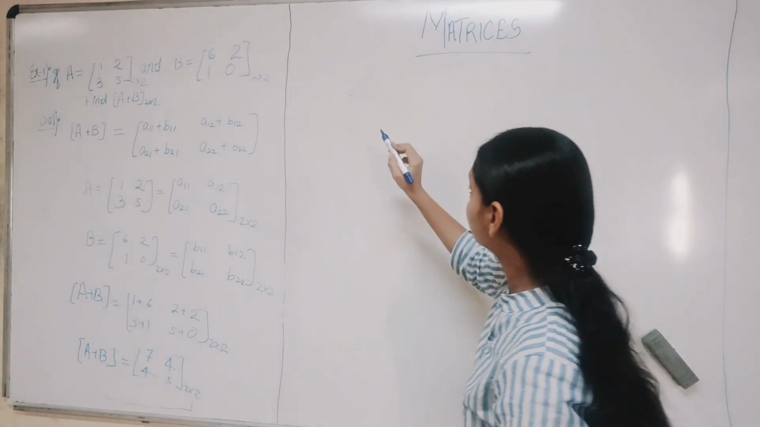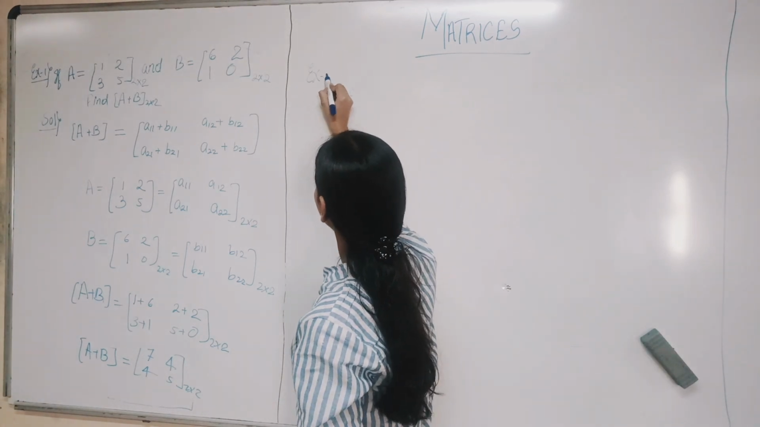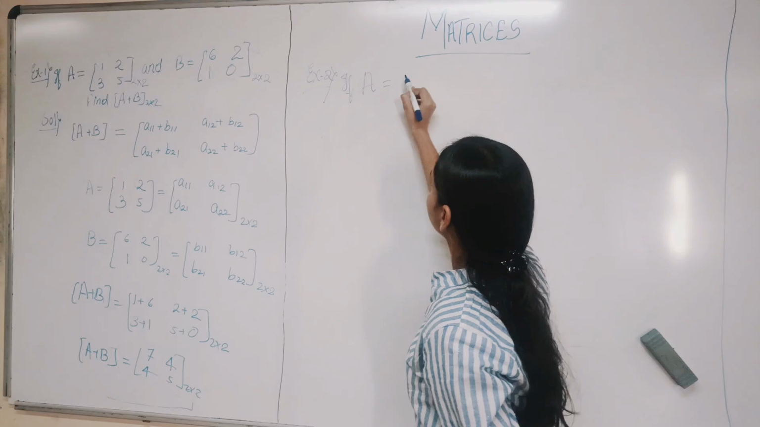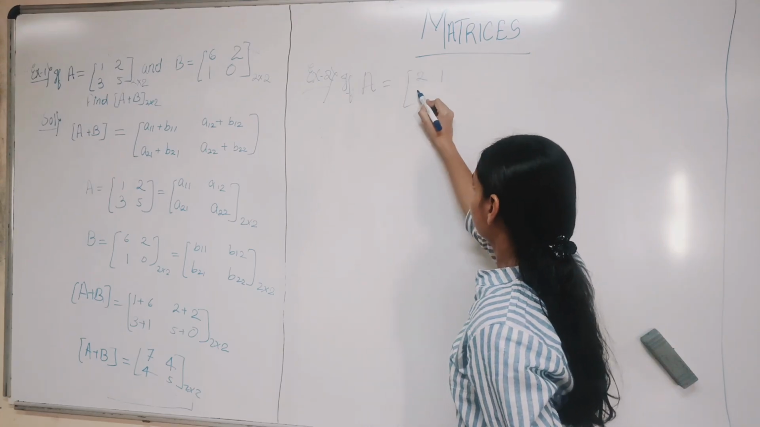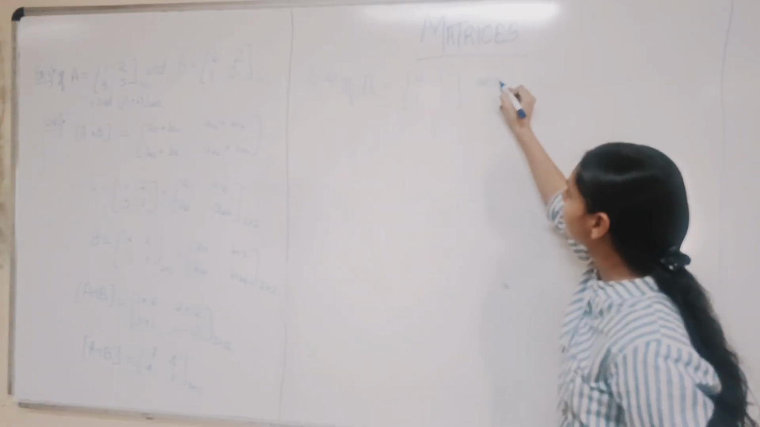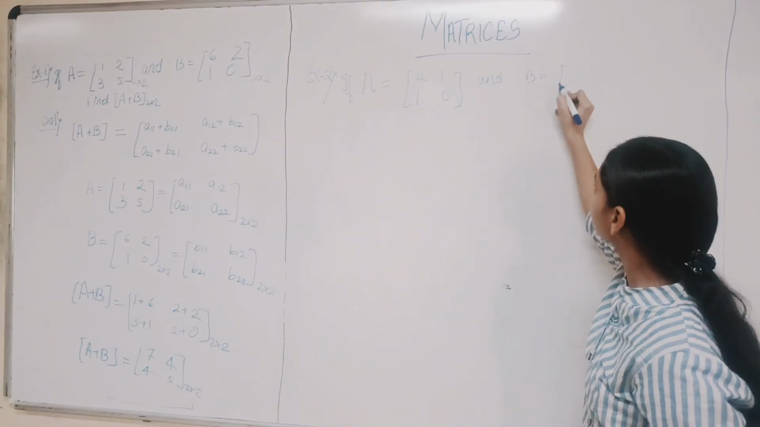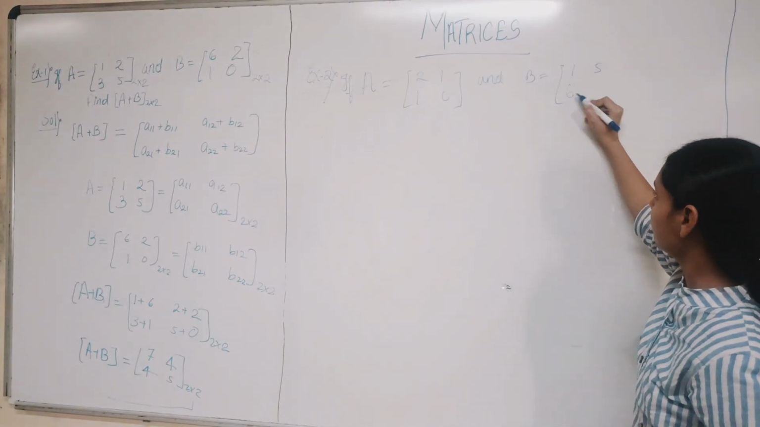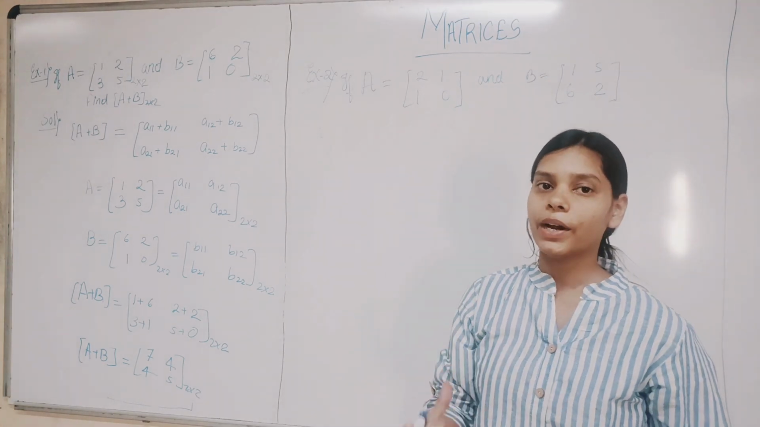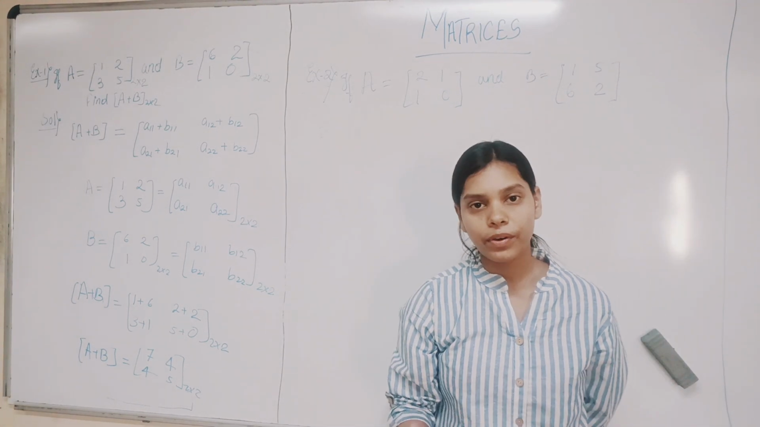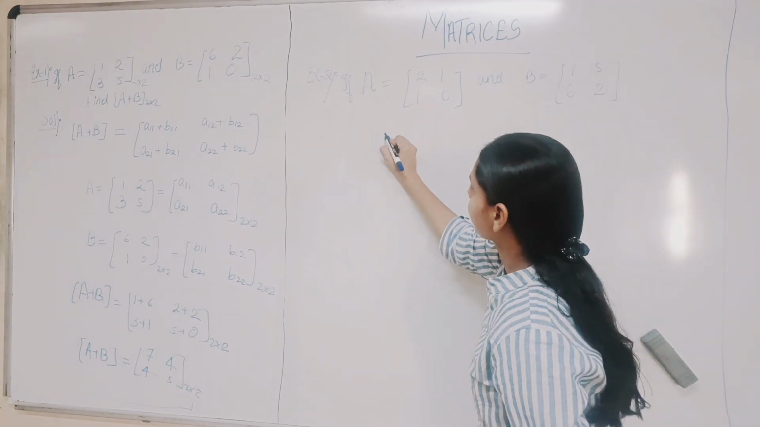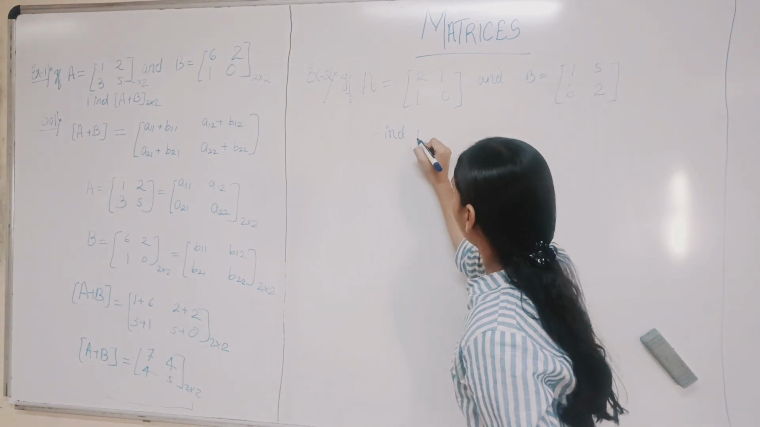Write down example 2. If we take A equal to 2, 1, 1, 0 and B equal to 1, 5, 6, 2, then the question is how we find the matrix A minus B. So find A minus B.